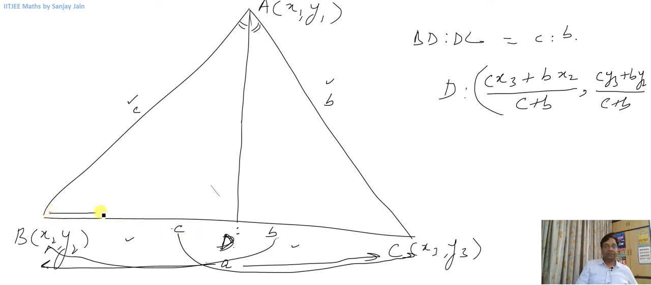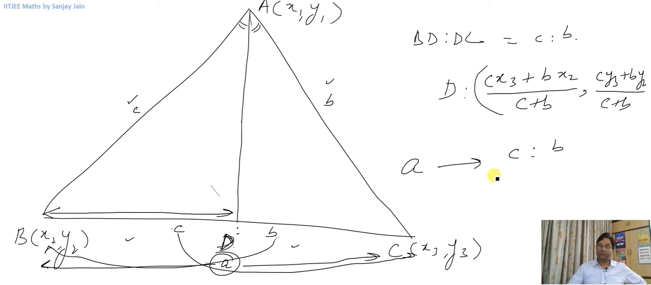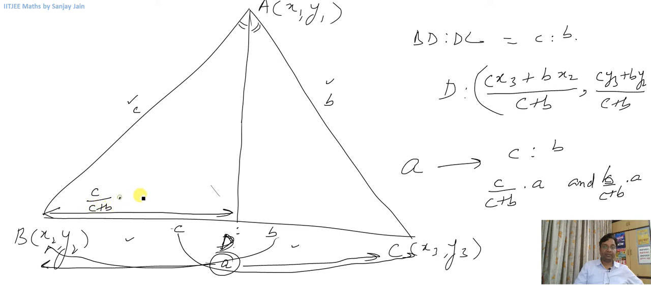But can you find the absolute length BD? What will be the length BD? So I've divided a in c is to b, right? So what will be the lengths of those segments? Obviously the lengths of those segments will be c divided by c plus b into a, and b divided by c plus b into a. So the length of this segment here will be c divided by c plus b into a, and this segment here will be of the length b divided by c plus b into a.